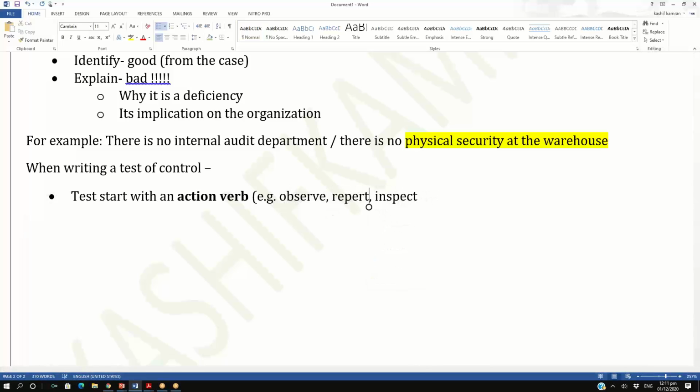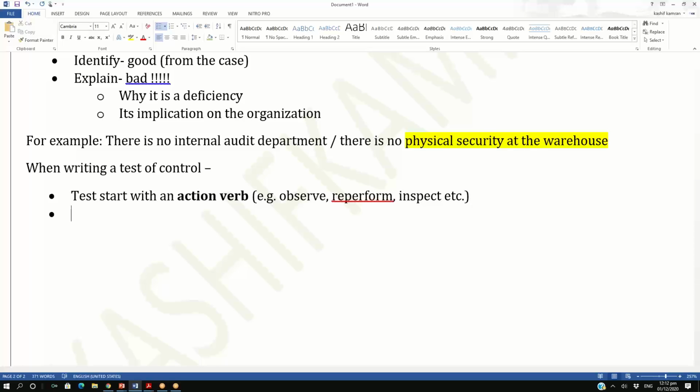So I need to start with an action verb, right? Because that demonstrates I'm testing something. How did I test something? I inspected it. Did I reperform it? Did I observe it? And the list goes on, etc. So a test starts with an action verb, right?